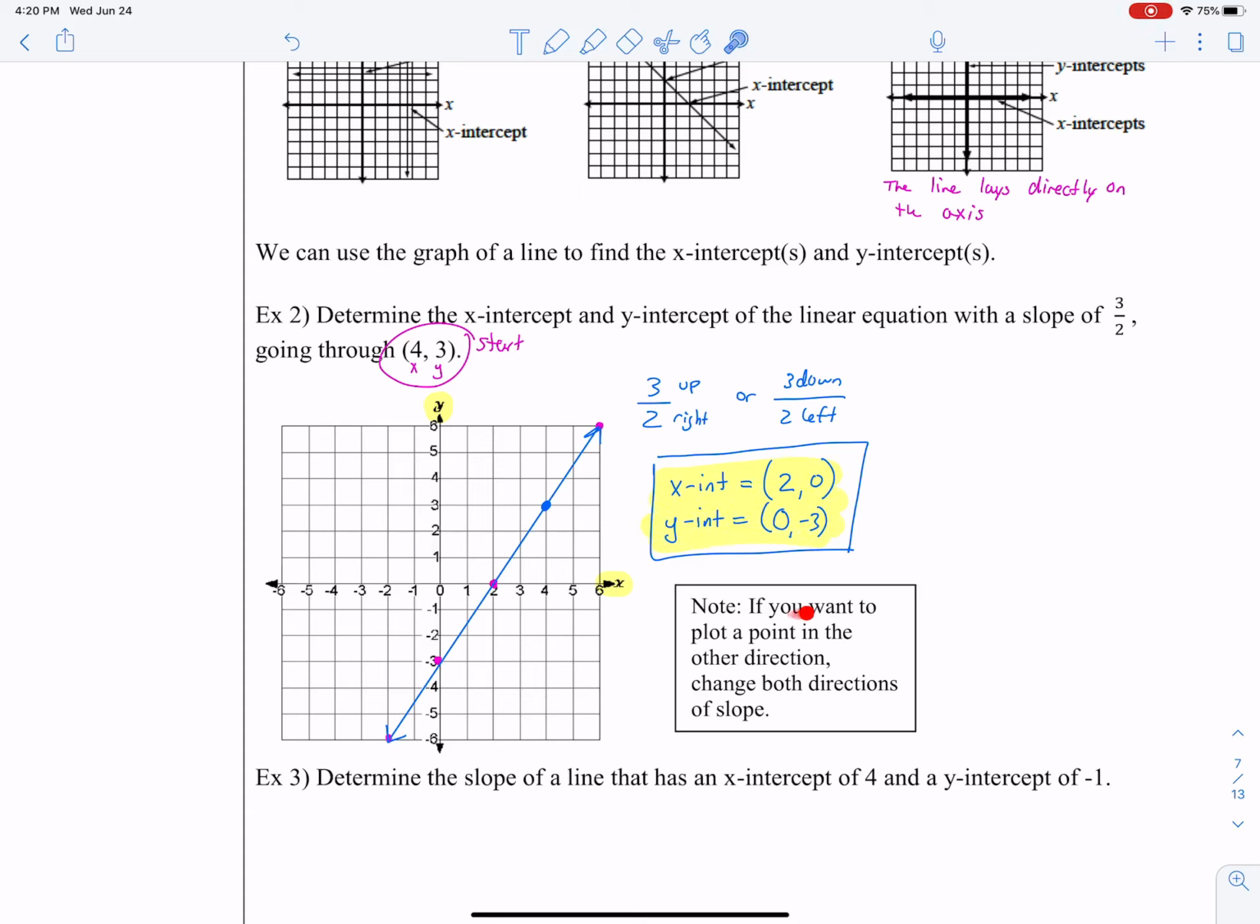This just says if you want to go plot a point in the other direction, change both directions of the slope. So this is just saying if you wanted to go from here to here, make sure you don't just change the top. You have to change the direction of top and bottom at the same time. Okay. So I'm just going to circle where these were. So here and here. This is my x-intercept. This is my y-intercept. Okay.